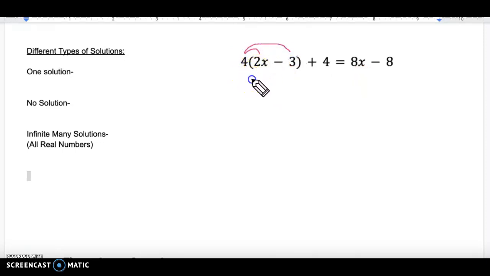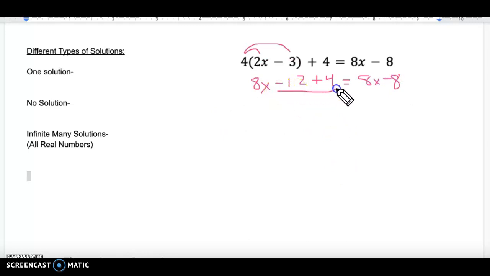4 times 2 is 8. And then there's an x there, so we're going to put 8x. 4 times negative 3 is a negative 12. And then plus 4 equals, and then we have on the side 8x minus 8. All right, so we have this. So let's look at what we need to do next.